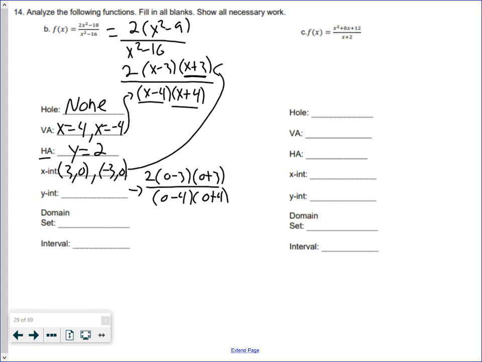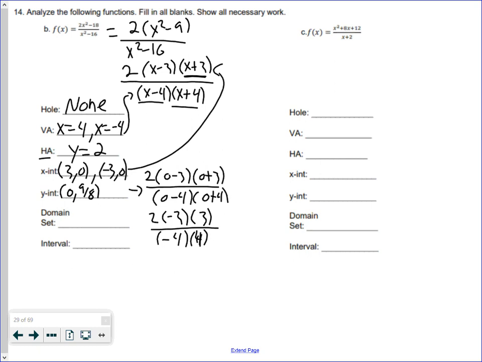All right, so when you do that, you get 2 times negative 3 times 3 all over negative 4 times positive 4. You work all that out, and we get, when x is equal to 0, so when the x value of your point is 0, you have 9 all over 8. So our y-intercept is 0, comma 9 over 8.